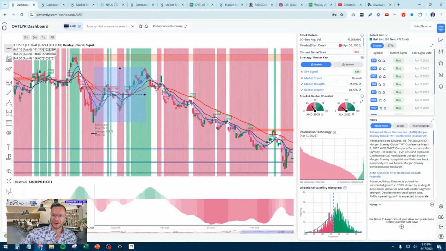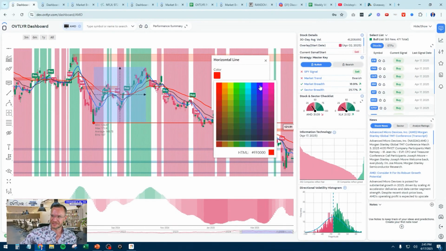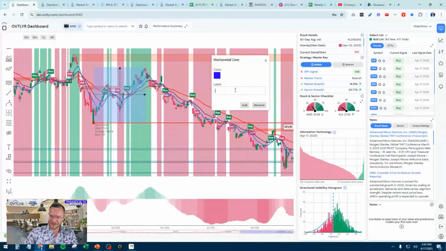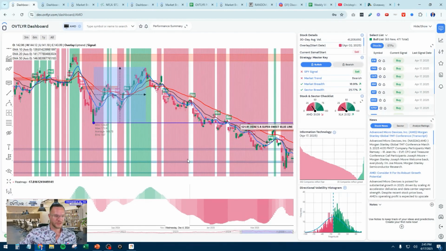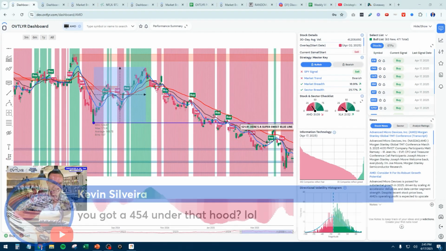Hey, you know what? How about we draw a line on the chart? Boom. We got lines now. And then you're like, I don't want red. Oh, that's cool. I'll change it to blue. And then I'll even add a line. So like, here's a, wait, let me type quickly. Here's a super sweet blue line. And look, here's a super sweet blue line right there in the chart, right? We got a 454 under that hood.